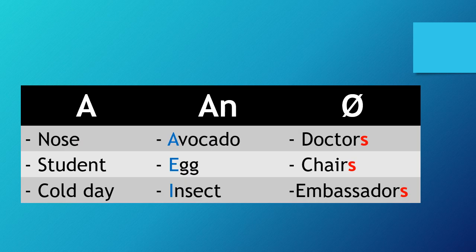So now let's sum up, as a conclusion. For example, we say a nose, a student, a tall day, an avocado, an egg, an insect, zero article: doctors, chairs, ambassadors.